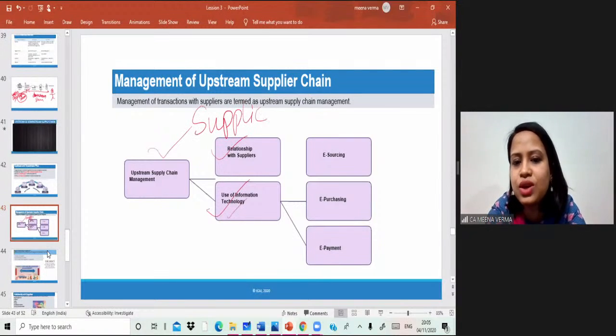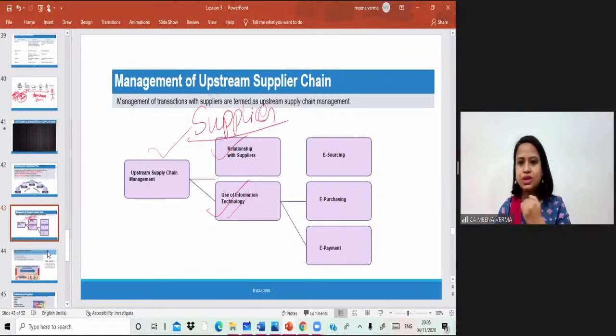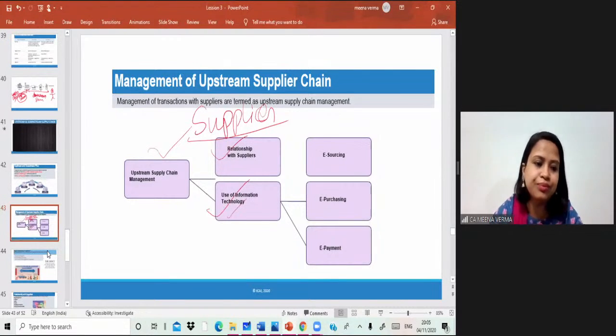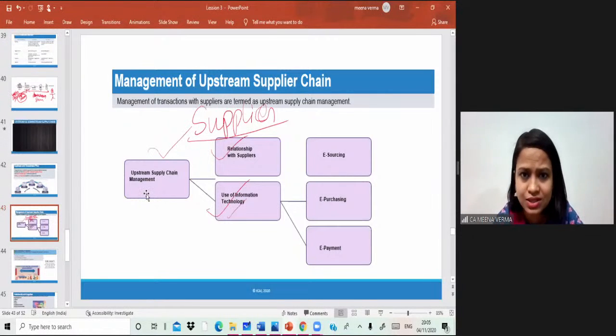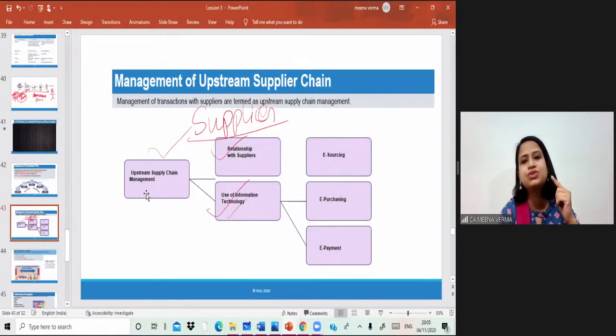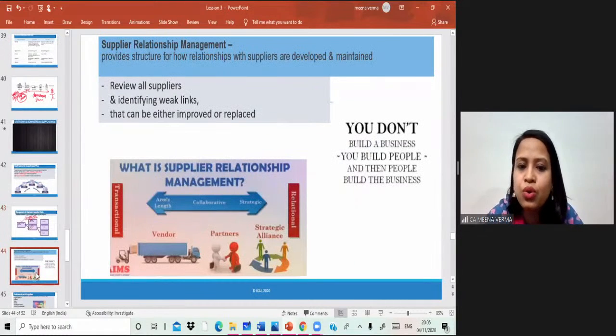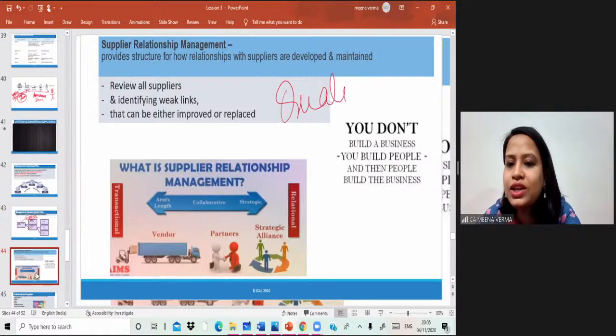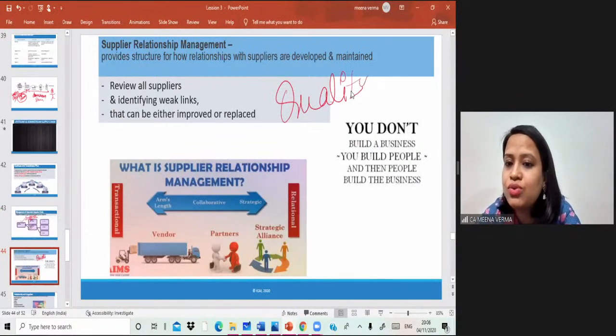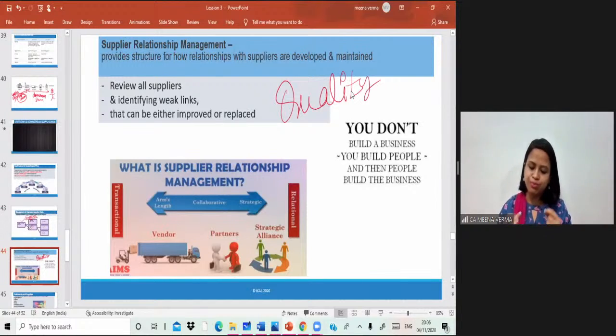All the points we are studying here are related to the supplier. The first point is relationship with the supplier. We have already studied that maintaining a good relationship with the supplier is very important. Why? Because if you maintain a good relationship with the supplier, that supplier will provide you good quality product. If the raw material is of good quality, you will produce high quality finished goods.